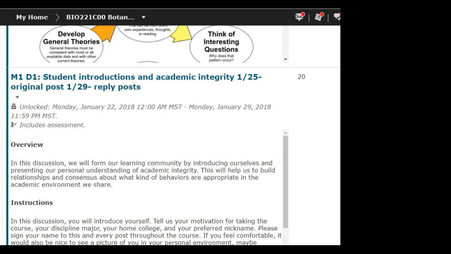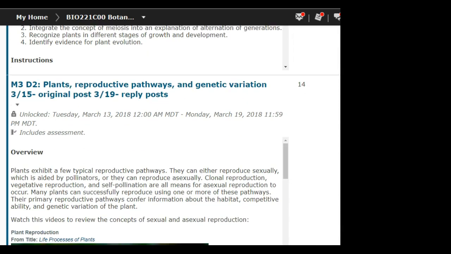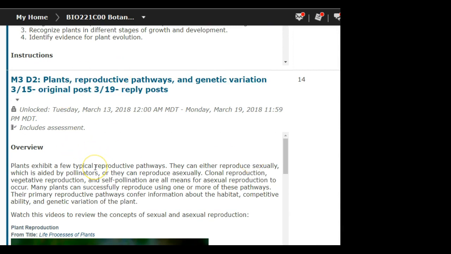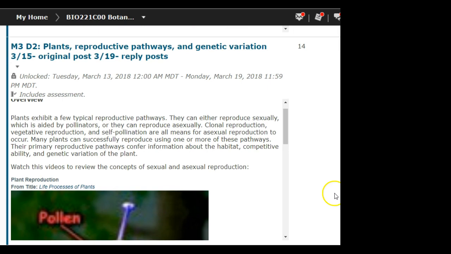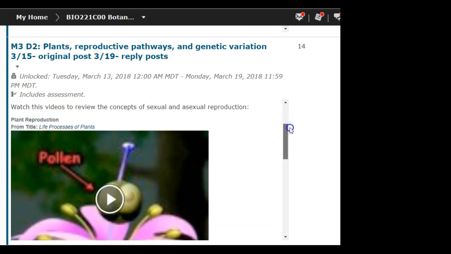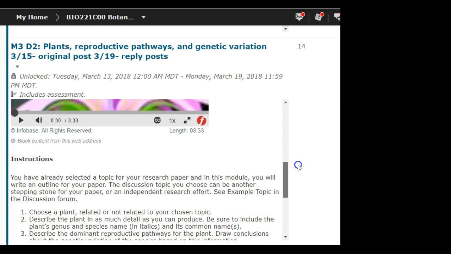And then we also have a more directed discussion in the module that has to do with the specific topic we're covering. And these are for 1 week. Now, these also double as opportunities for students to do work for their final research project, which is one of the assessments in the class. So for example, if they've chosen a plant, they can talk about the reproductive pathway of the plant that they're writing about.